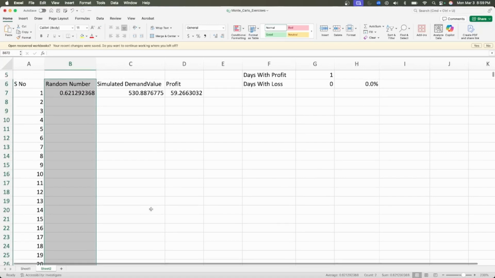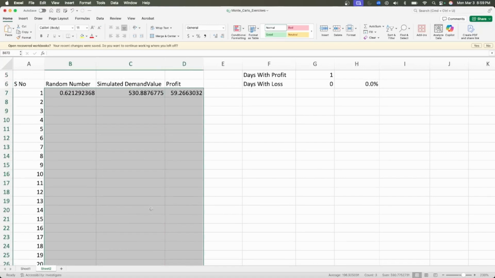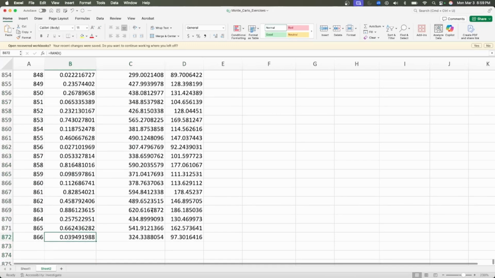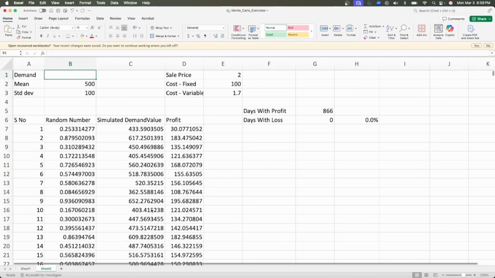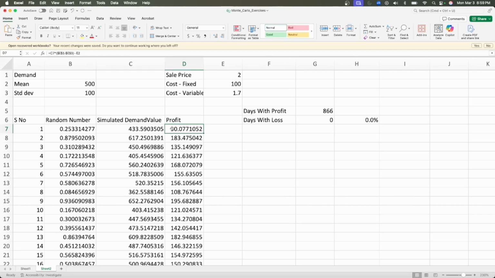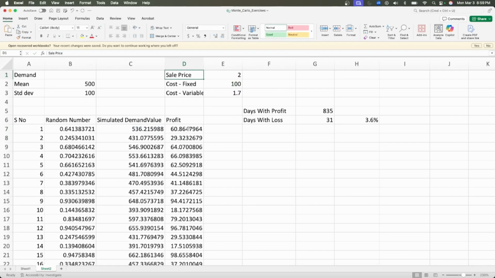So if I have to copy this formula all the way to 866, all I will do is copy it. I just use a shortcut called Control D, but you can simply copy and paste the formula all the way down as well. Now, as you can see, you have the profit for each of these different demand values. Let me add one more F4 right here. So you can see that you have some profit coming for every single day.